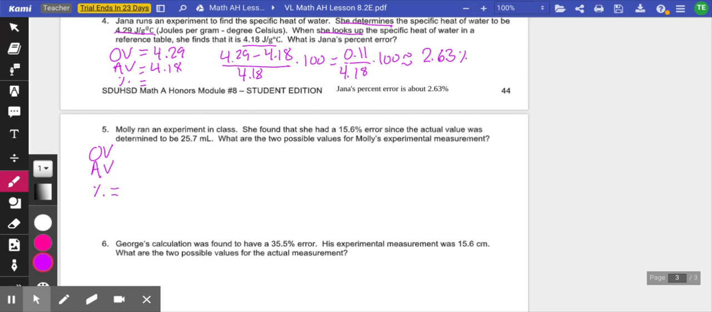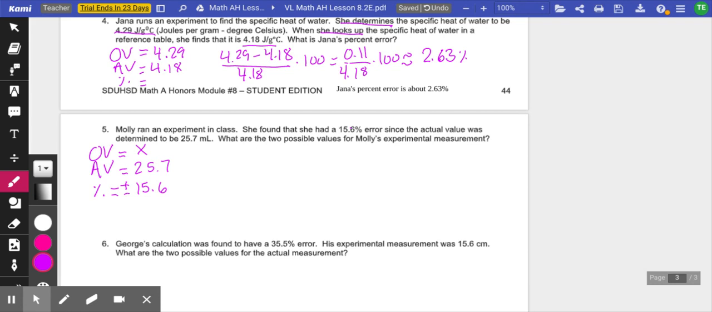This time, she had the actual value, 25.7. And we have a percent, but we don't know if the percent is positive or negative, 15.6. And we're looking for the observed value. We're going to go ahead and call that x. So now we're setting up an equation. Again, we still set it up the same way.